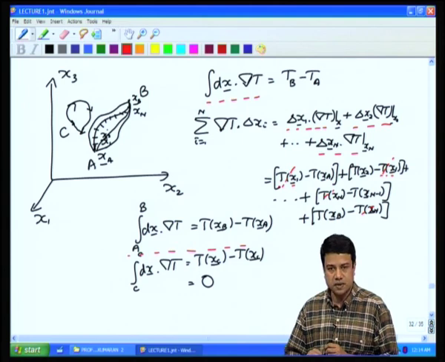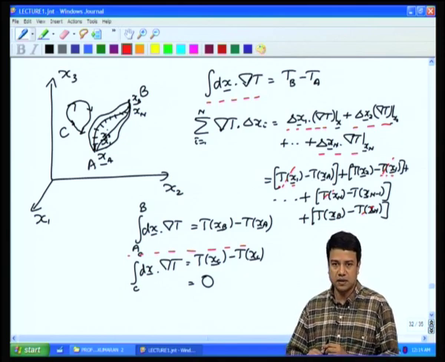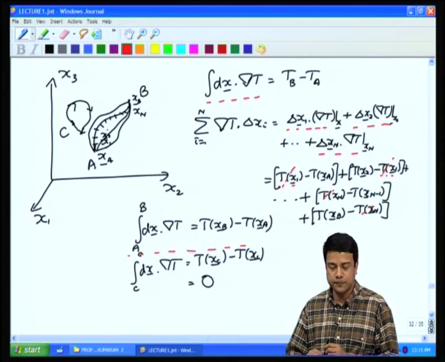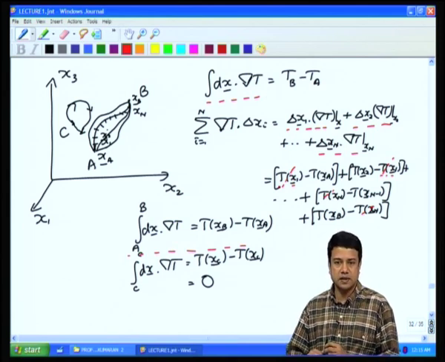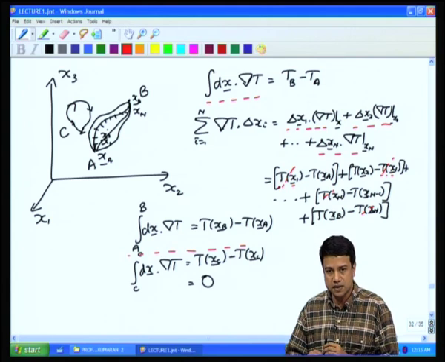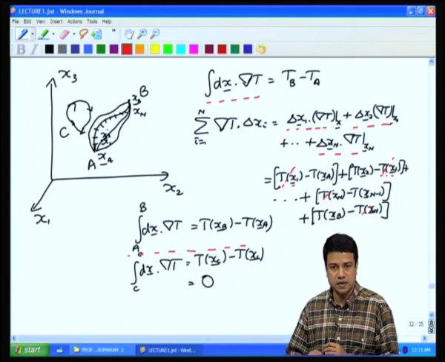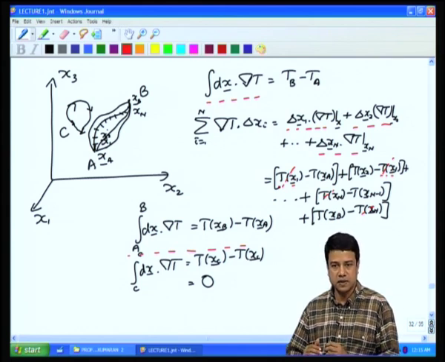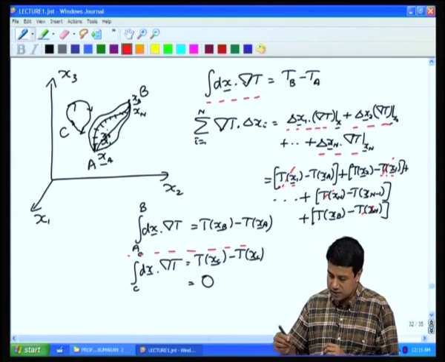This has consequences or corollaries. If I take different paths between the same two endpoints, the integral of dx dot grad T has to be the same on all of those paths. Secondly, if I start from one location and come back to the exact same location, this integral, dx dot grad T, has to be 0.